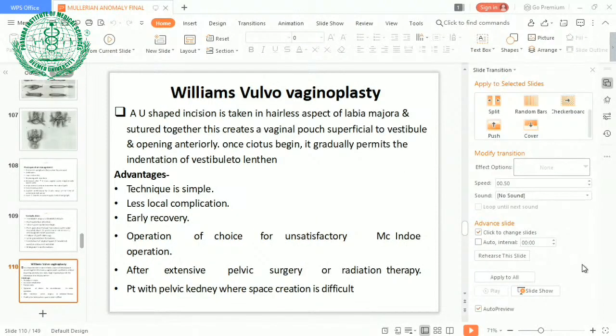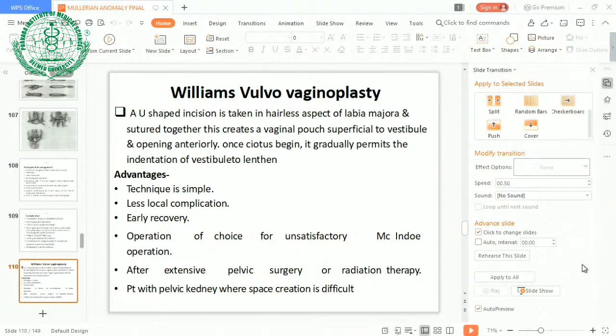Williams vulvovaginoplasty: a U-shaped incision is taken in the hairless aspect of the labia majora and sutured together to create a vaginal pouch superficial to the vestibule and opening anteriorly. Once coitus begins, it gradually permits the indentation of the vestibule, lengthening it.